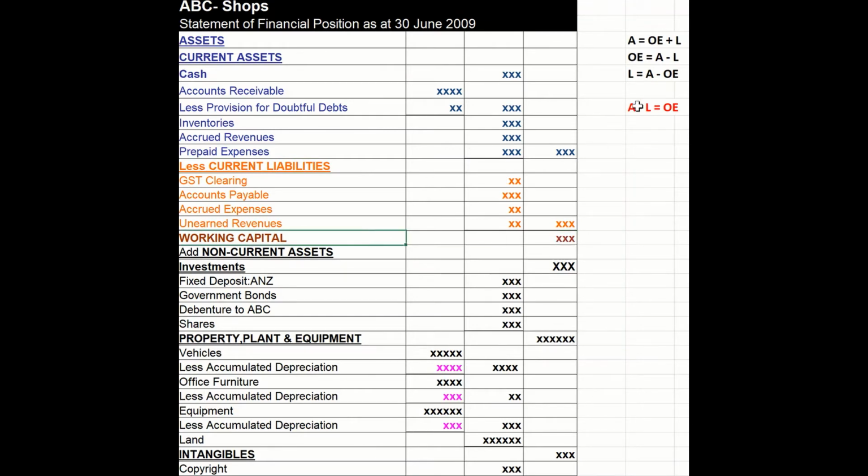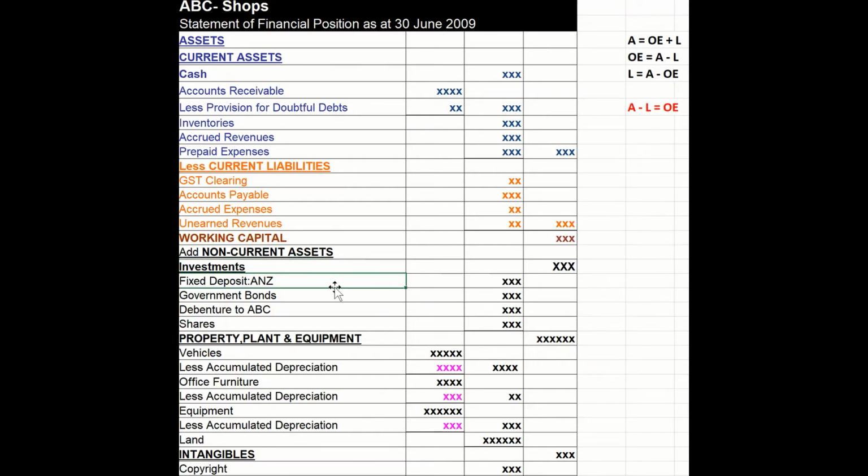And now, as I said, remember the layout: assets minus liabilities equals owner's equity. I've done current assets, I've done current liabilities. Now I come to my non-current assets, also known as fixed assets. Right, so if we look at this, we start off with investments.